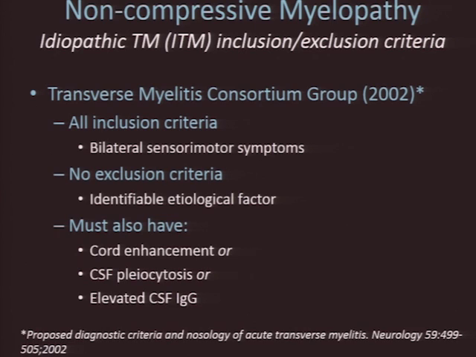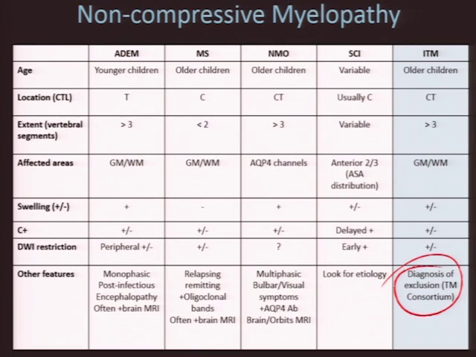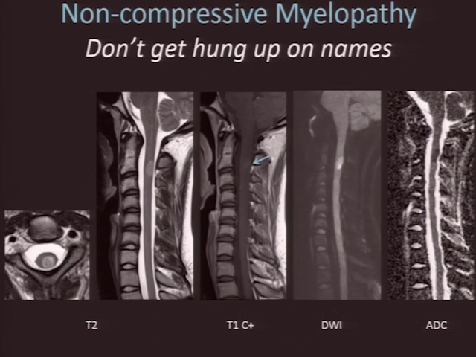The exclusion criteria is that we can't have an identifiable etiological factor, and we also must have evidence of cord inflammation in the form of enhancement, CSF pleocytosis, or elevated CSF IgG. So basically, it can be anything, and we need to look at the inclusion and exclusion criteria to make the diagnosis of transverse myelitis.